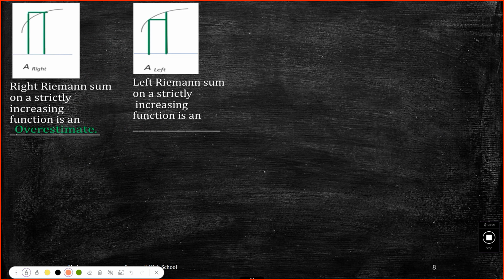A left Riemann sum on a strictly increasing function is a what? A left Riemann sum. So we do a left. It would be what? Underestimate.